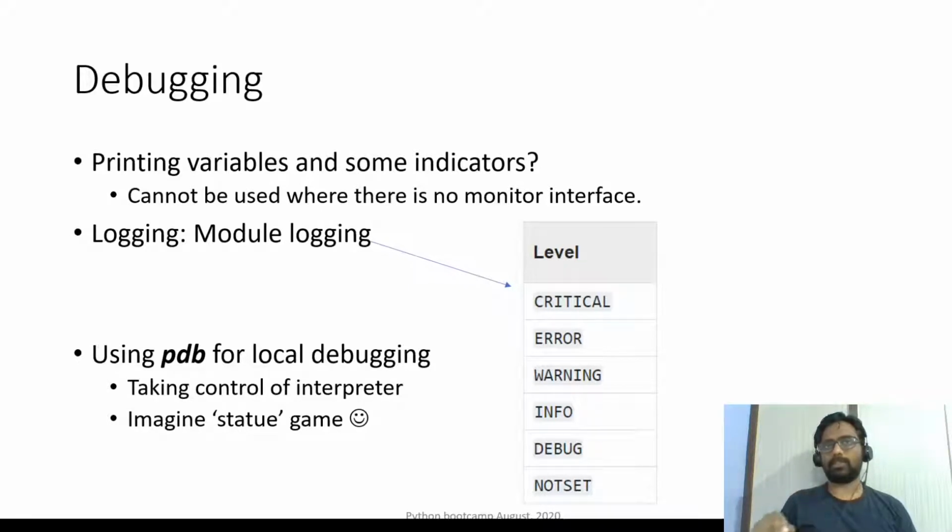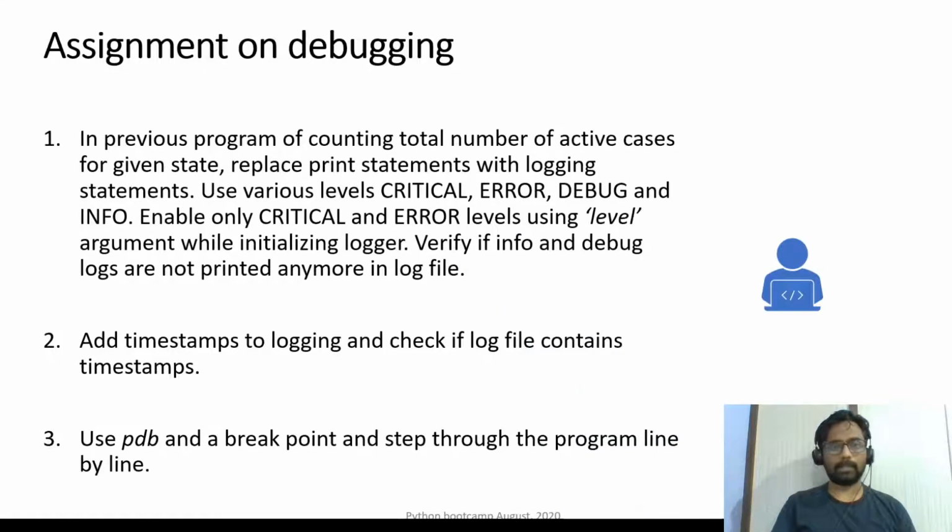We also saw the instruction pointer that points to the instruction in your file, that arrow mark, which we saw when we used list in PDB to list the expressions. Just imagine the statue game that we were talking about. You can imagine that, and that is how PDB works. So that's the key point.